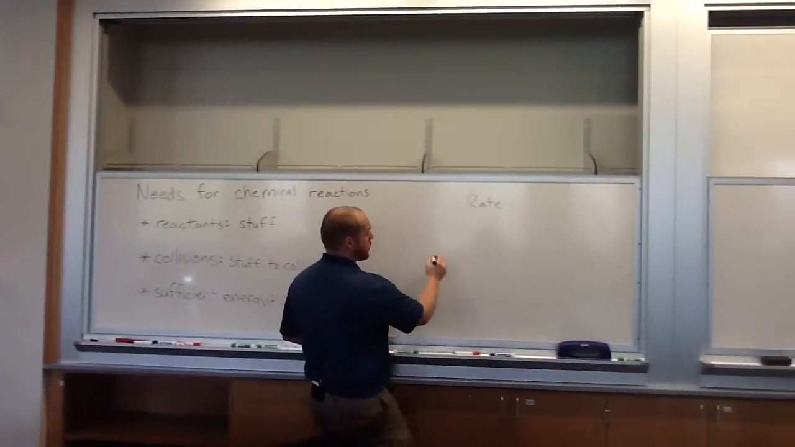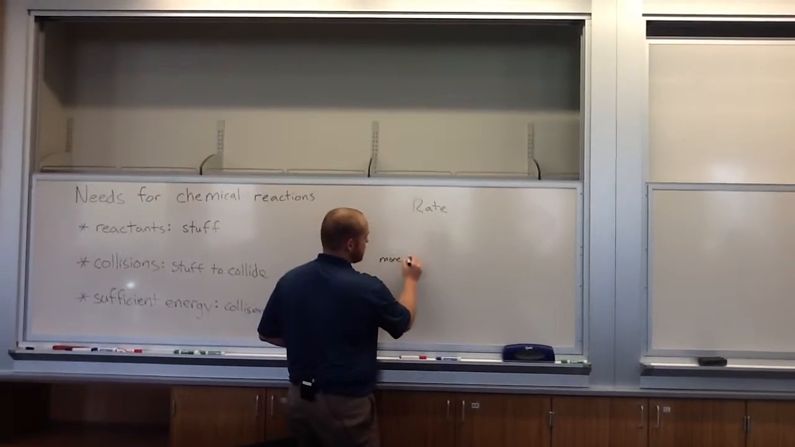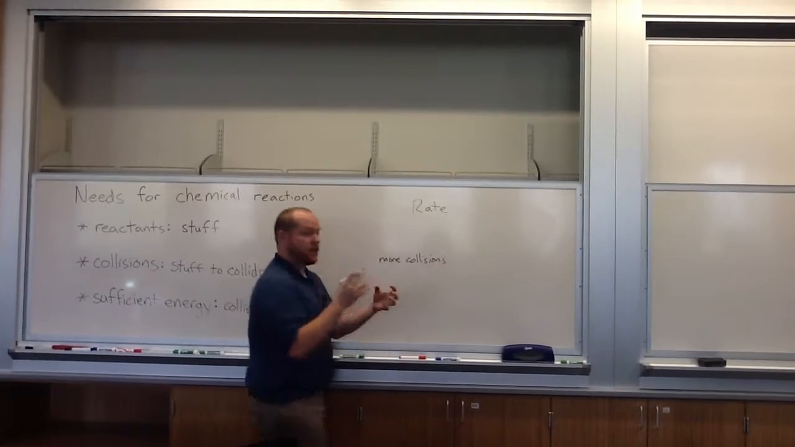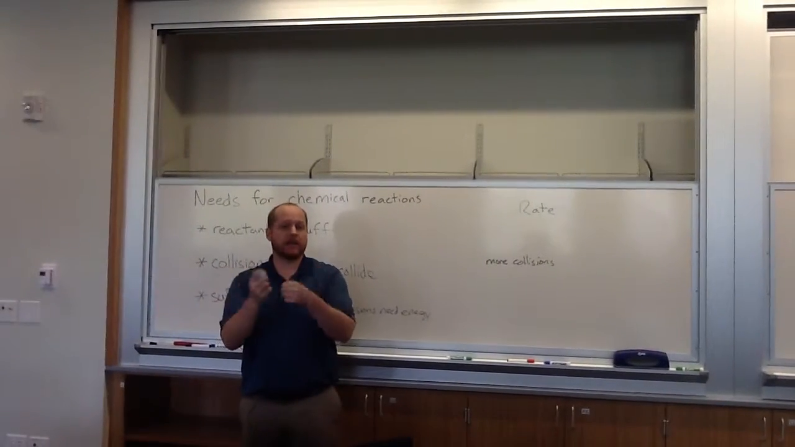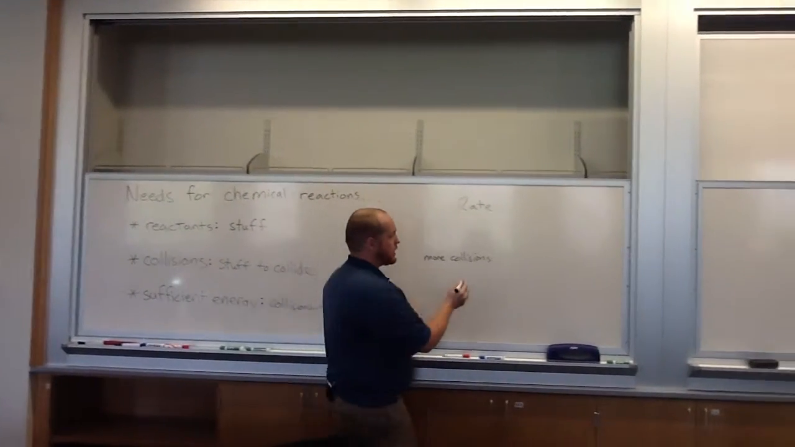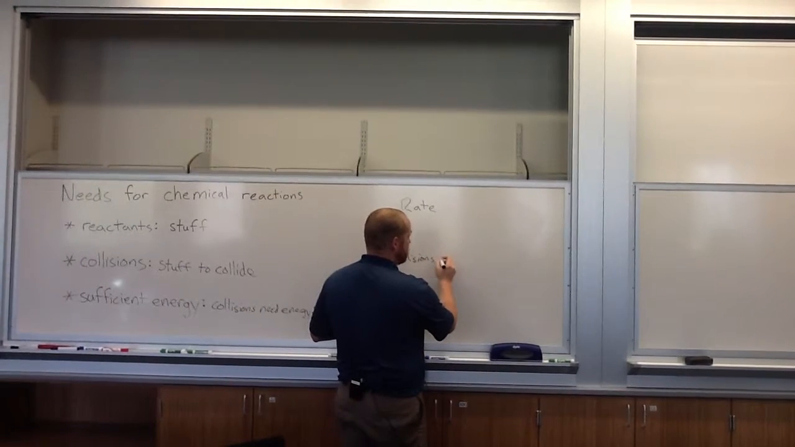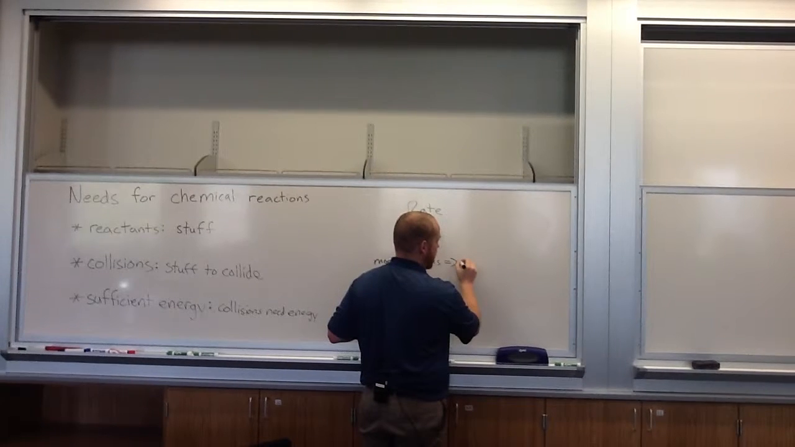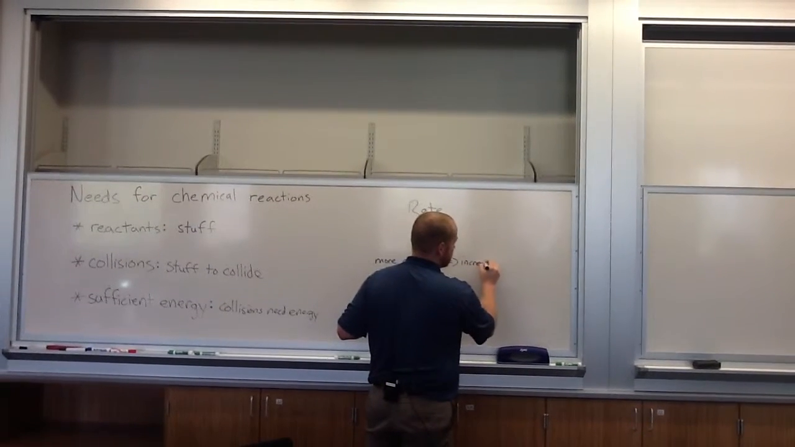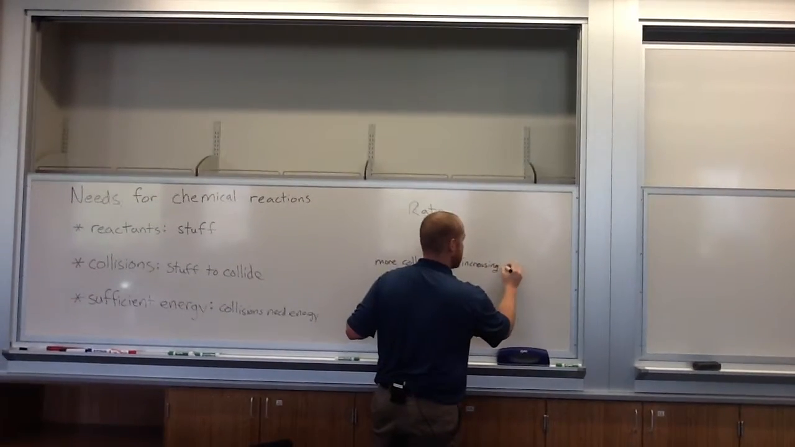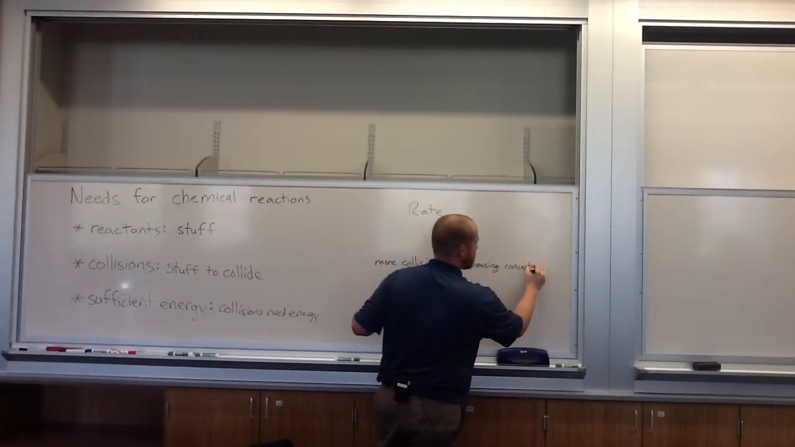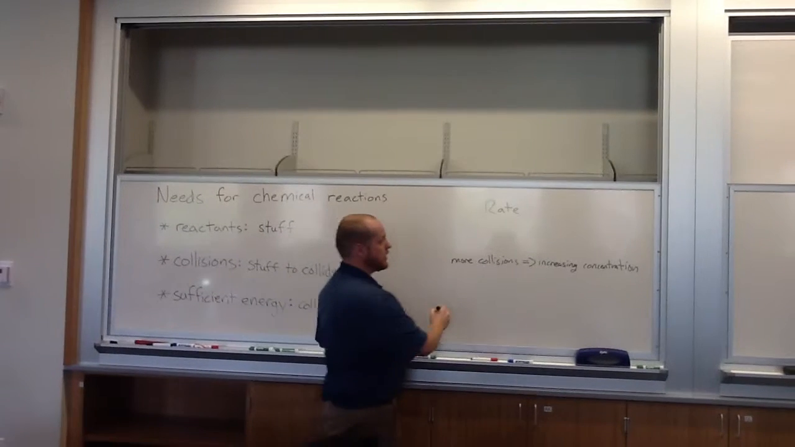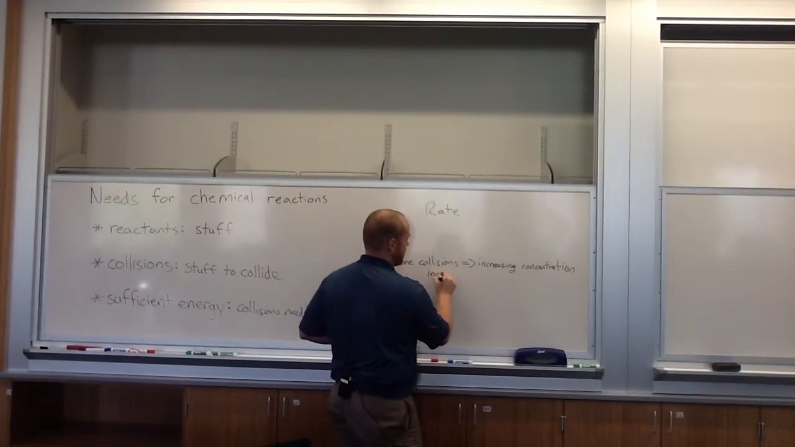And so we can get more collisions by increasing the number of molecules and their proximity to each other. And so we're going to call that increasing the concentration of those reactants. And if we increase that concentration, we can increase the rate.